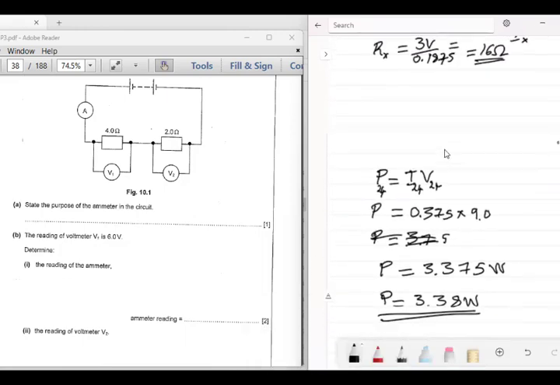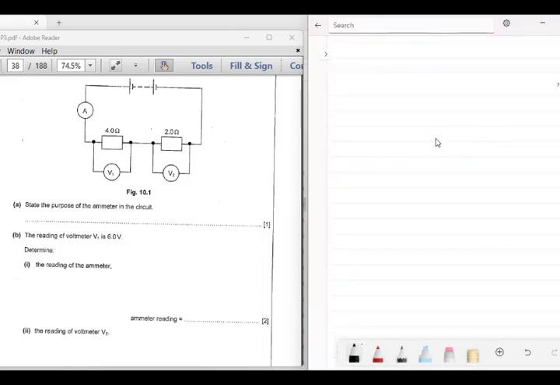So new page. Well, the first question states the purpose of the ammeter in this circuit. To measure current. To measure what? Current. To measure current. That's what it is for. So the reading of V1 is 6.0 volts. Determine the reading of the ammeter.